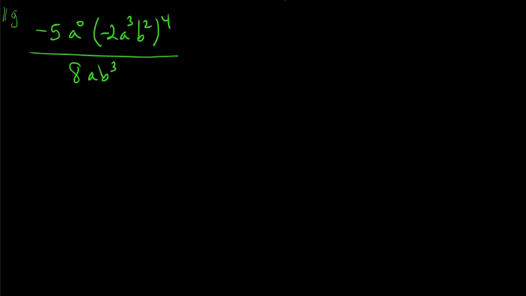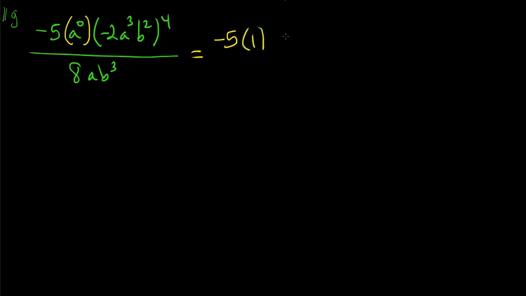Okay, part G. So negative 5, a to the 0, and then in parentheses, negative 2a cubed b squared all to the 4th divided by 8ab cubed. So where to start, right? Negative 5 is just negative 5. Not much we can do with that. But a to the 0, remember, is 1. So negative 5 times 1.